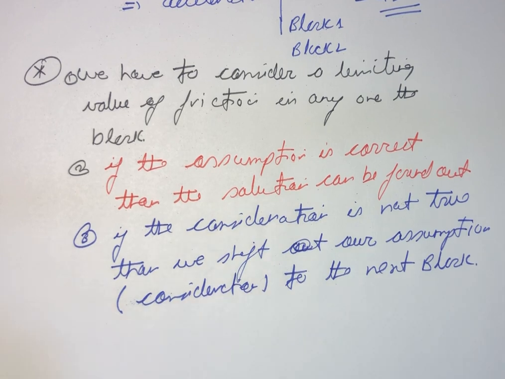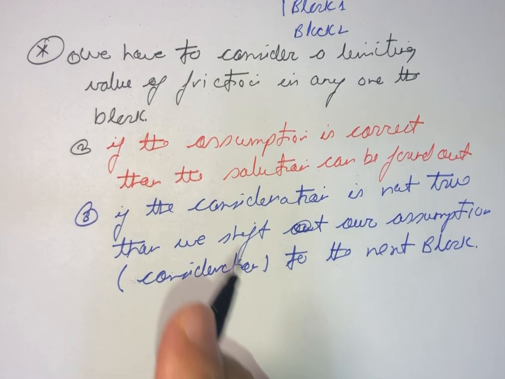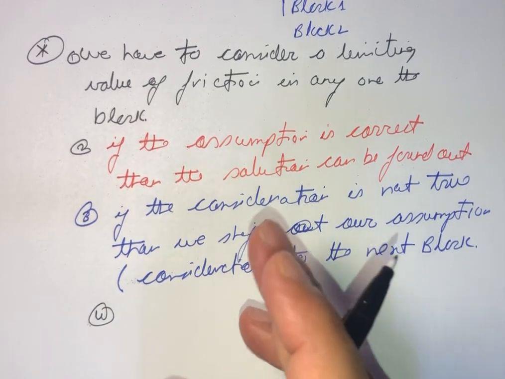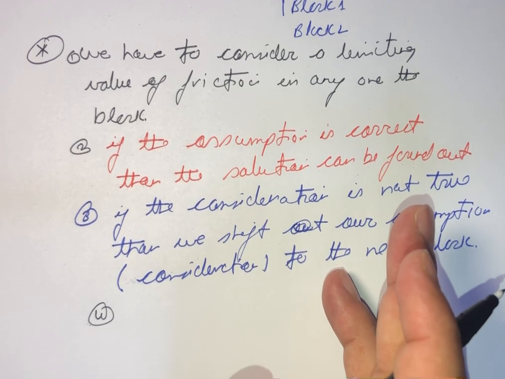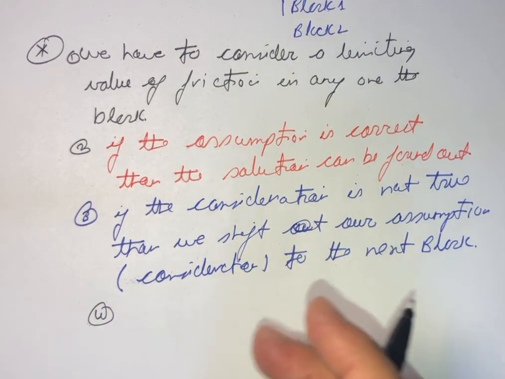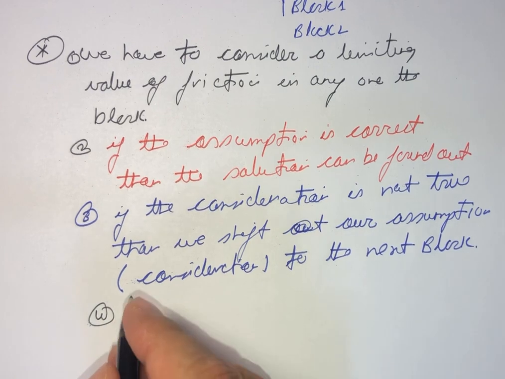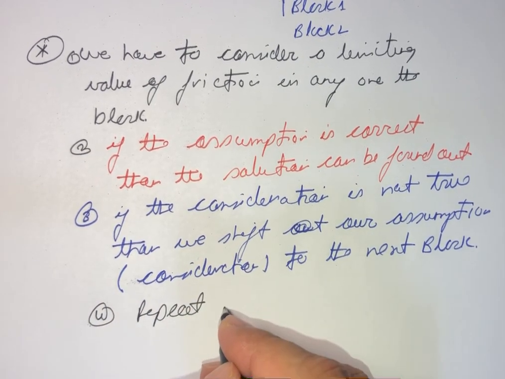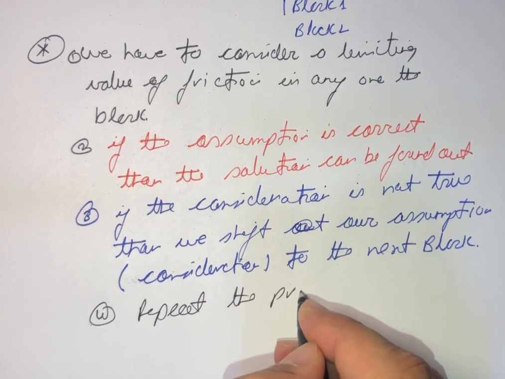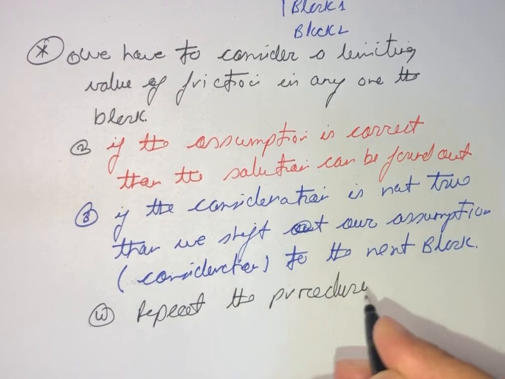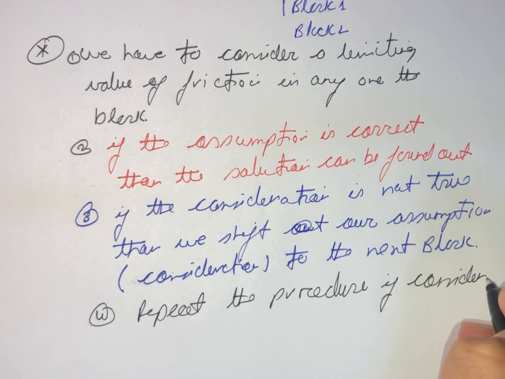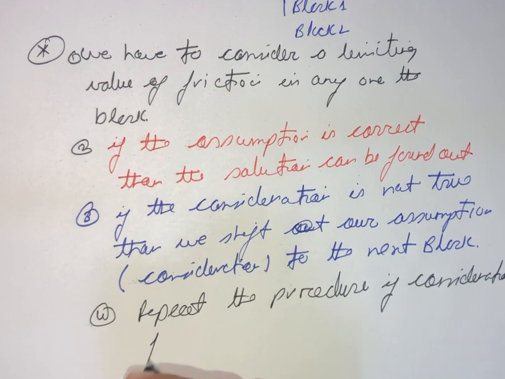And this goes on in a circle. Next, you can see, even now if the third one is not true, then again we go to the next block, next block, next block. Then we can say repeat the procedure if the consideration fails.